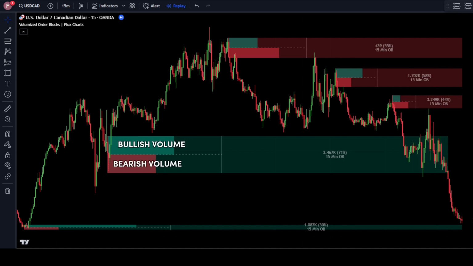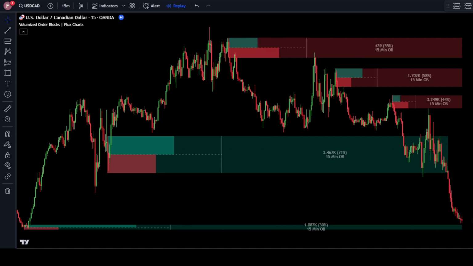However, to confirm the strength of the order block level, you can pay attention to volume indications. For example, to confirm that the bullish order block area is a strong demand area, you must ensure that the bullish volume is longer or more dominant compared to the bearish volume. Conversely, to confirm that the bearish order block area is a strong supply area, you must ensure that the bearish volume is longer or more dominant compared to the bullish volume.